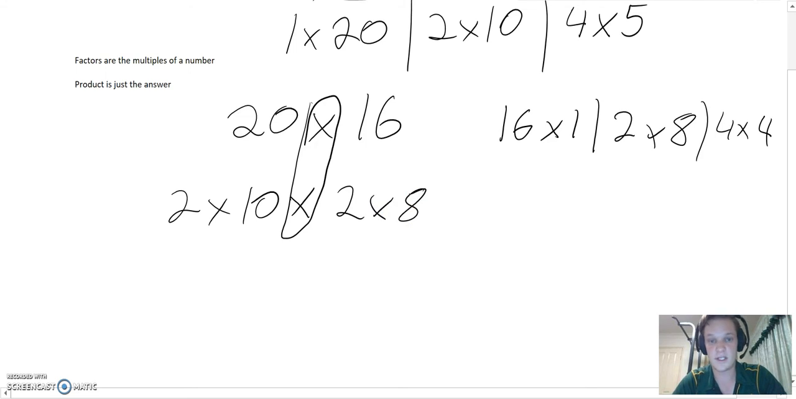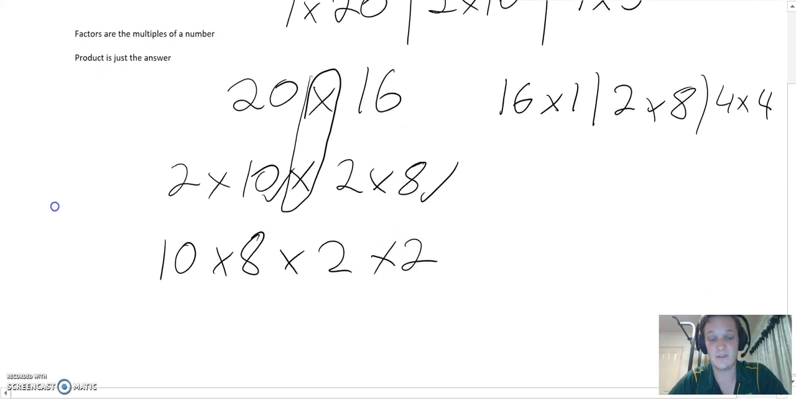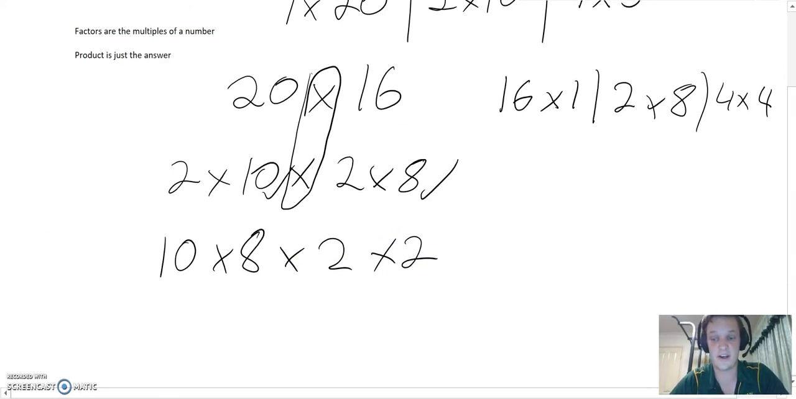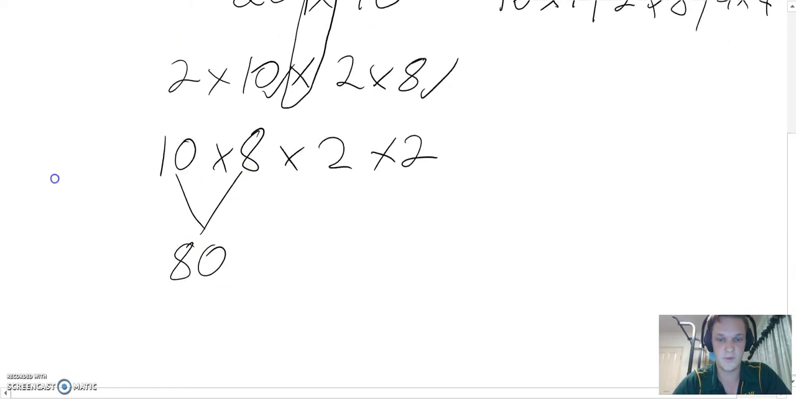Now looking back on what we did in the last video, we can change the order of our sum. It doesn't matter what order you have it in. I'm going to change it to our biggest numbers first. We have our 10 times 8 times 2 times 2. Now that may still look like a bit of a tricky sum, but I reckon it's pretty simple. 10 times 8, we can do that pretty easily. That is 80.